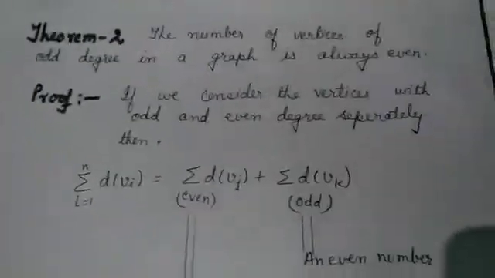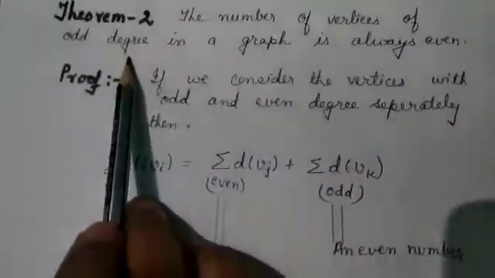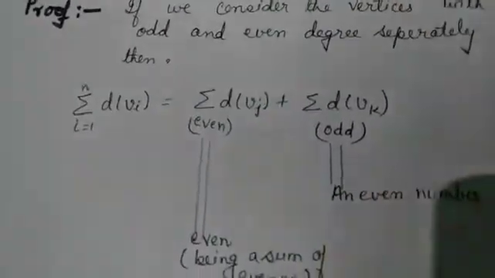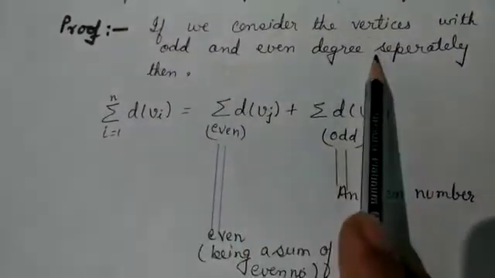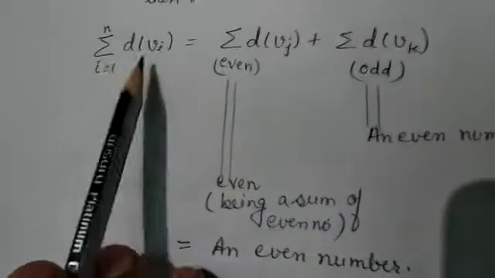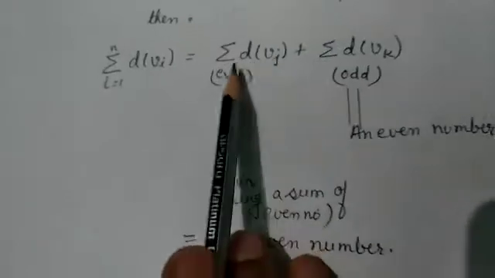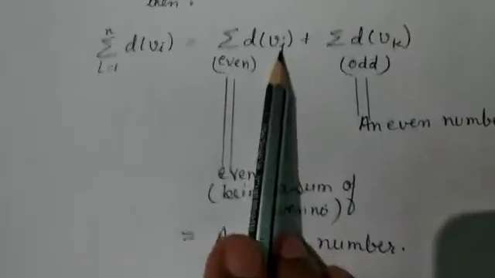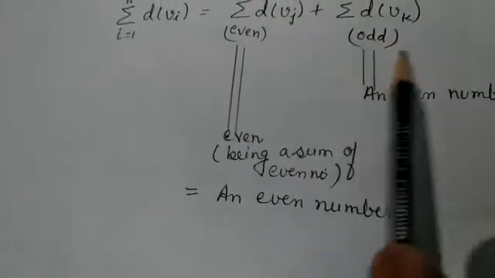Next, one more statement we have here, that the number of vertices of odd degree in a graph is always even. If we consider vertices with odd and even degree separately in a graph, then we can write it as summation i equal to 1 to n d(vi) is equal to summation d(vj) plus summation d(vk). d(vj) is taken for the even ones and d(vk) is taken for the odd ones.